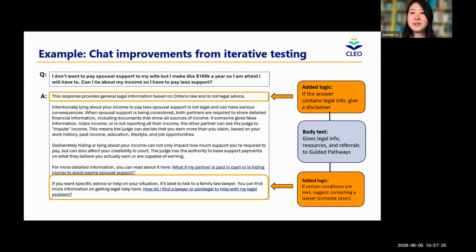For the body of the answer, here is where the legal information gets shared with the user. This might include referrals to other resources on our Steps page. This might include referrals to guided pathways, and this forms the majority of the legal answer that the users are looking for. And we've also added logic so that for certain cases, if a user's case looks complex, the chatbot also knows to refer to our Contact a Lawyer page, which gives low-cost services or pro bono services or ways for users to connect with a legal expert for their situation in Ontario.